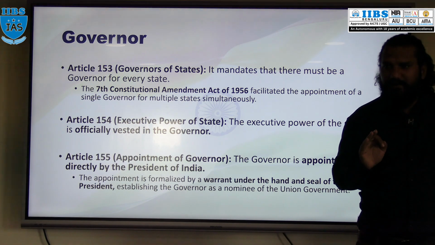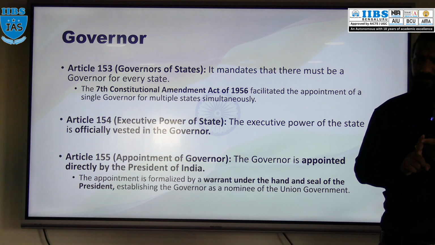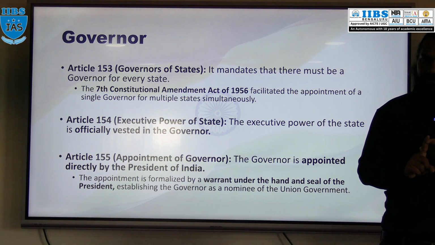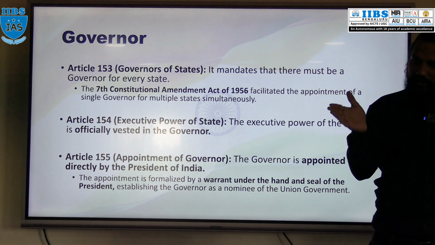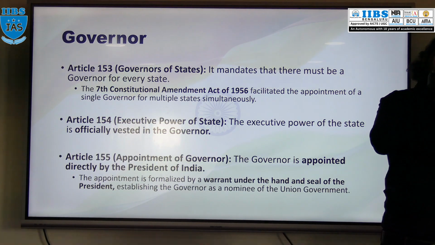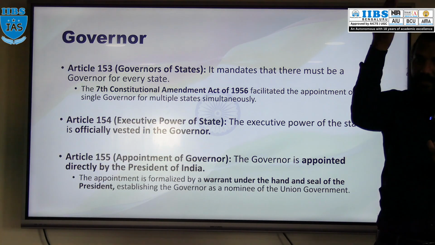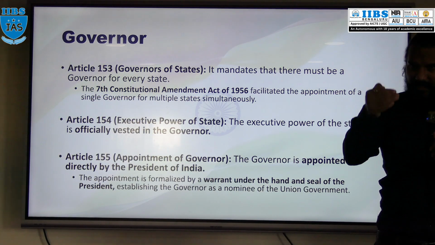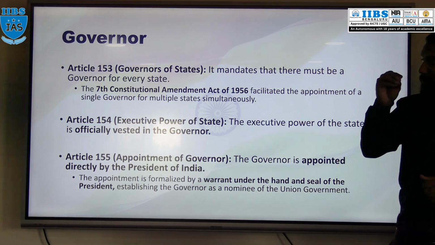At the central level, what did we discuss? We discussed that the President is the nominal head of the country, but the Prime Minister is the real head of the country, or the head of the government. In the same way in the case of the state, we have two heads, nominal head and real head. The nominal head is the Governor, the real head is the Chief Minister. And there the President is elected, but here the Governor of the state is appointed. Got it? Remember these things.